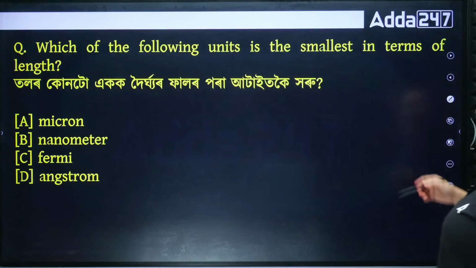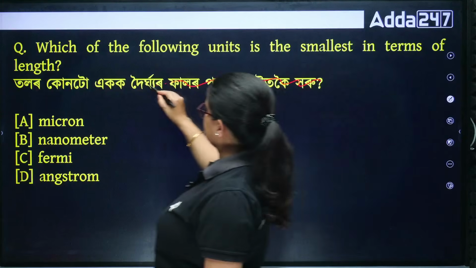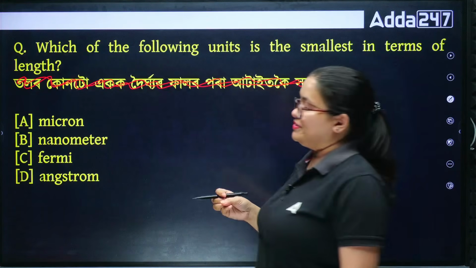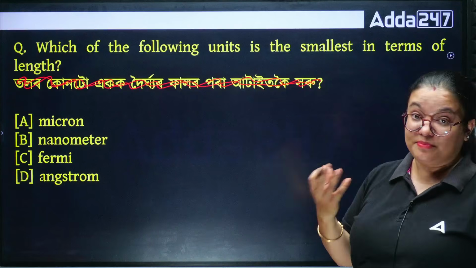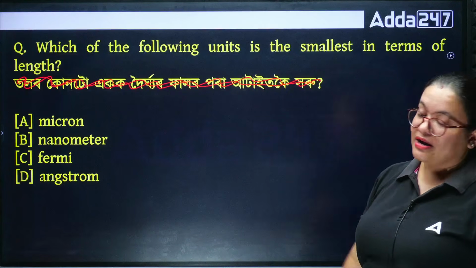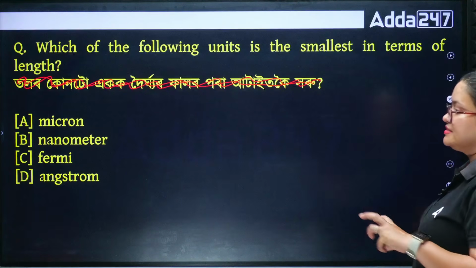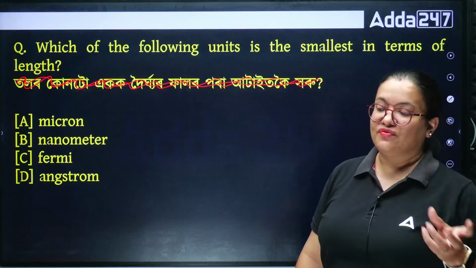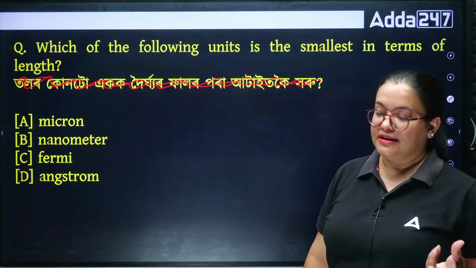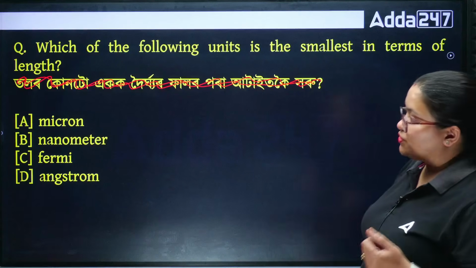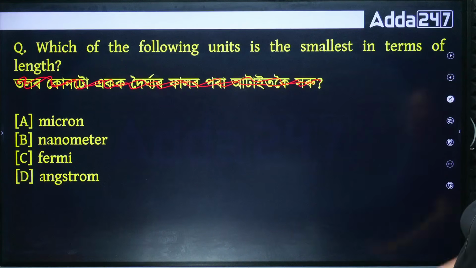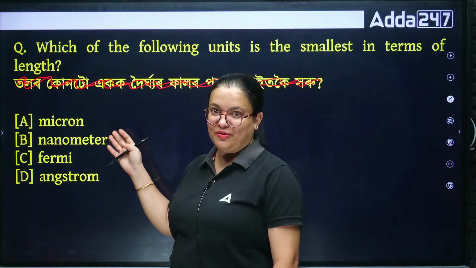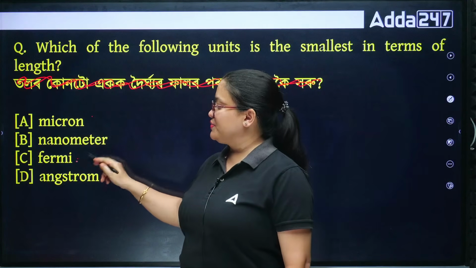Next, which of the following is the smallest in terms of length? Among these, which is the smallest in terms of length: micron, nanometer, Fermi, or Angstrom? We usually use these to measure very minute sizes, like the size of an atom, or the things that are present inside an atom. For that, what unit will I be using? Among these, it seems like the smallest one is nano or micron, right? No, the smallest one is Fermi.